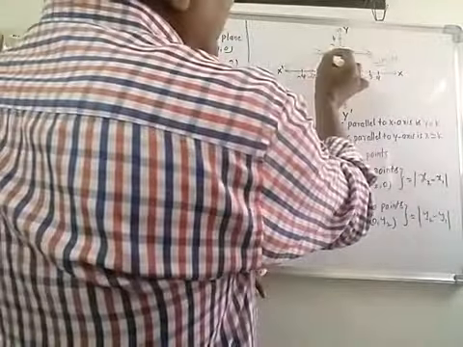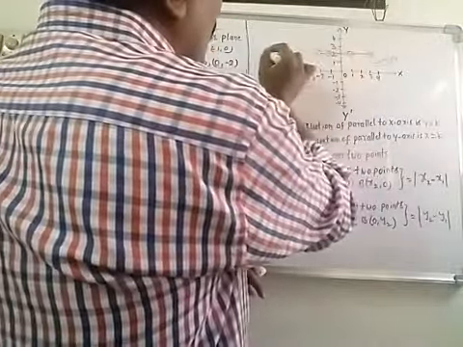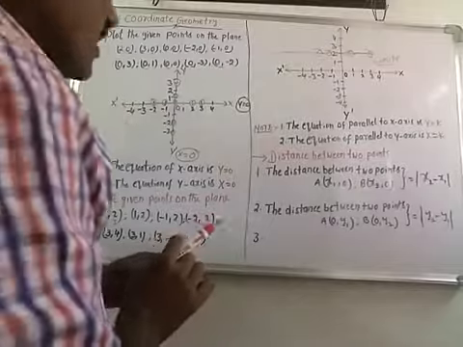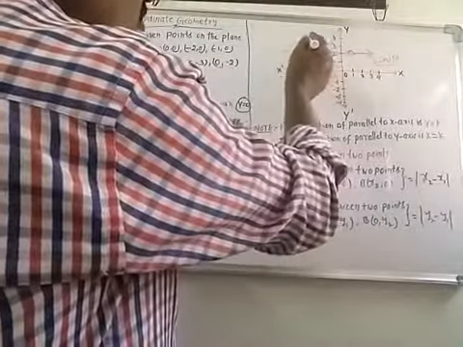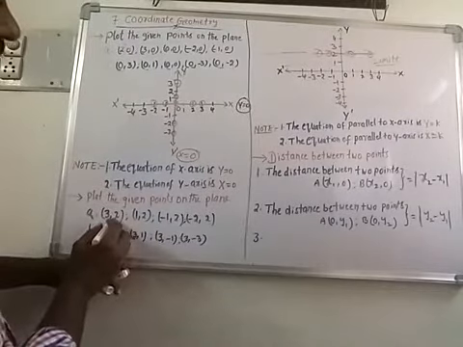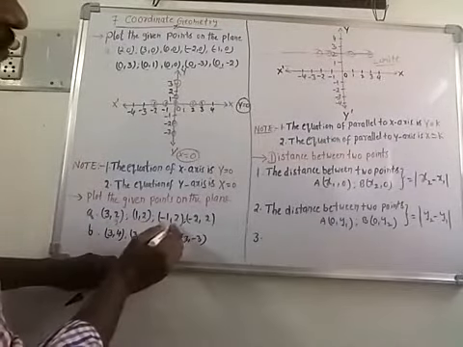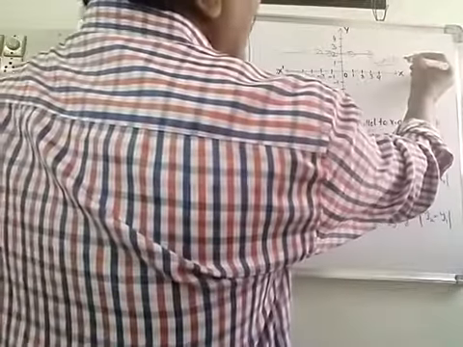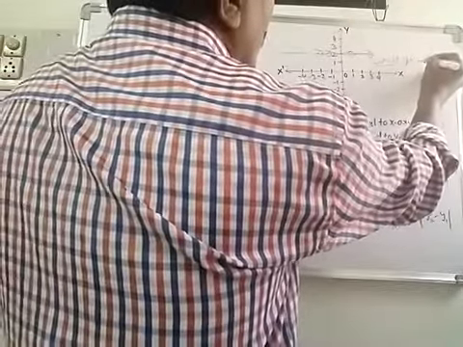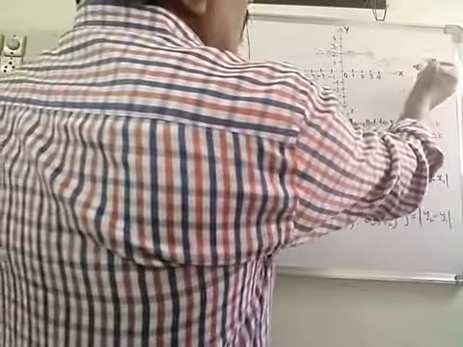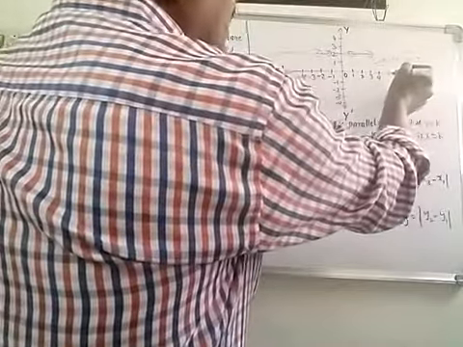So here this line is parallel to the x-axis. Which coordinate is constant here? Y is 2, y is 2, y is 2. So 2 is the y value, that is y equal to 2. The line y equal to 2 is parallel to the x-axis here.